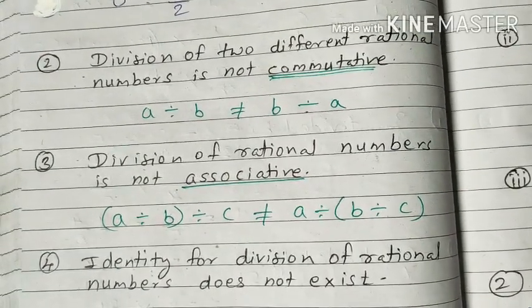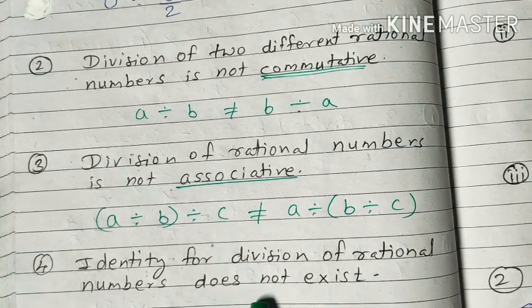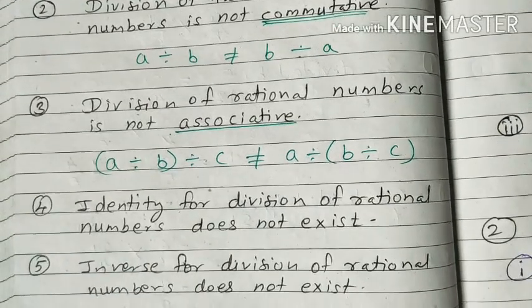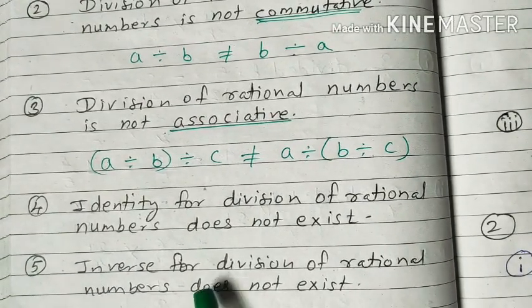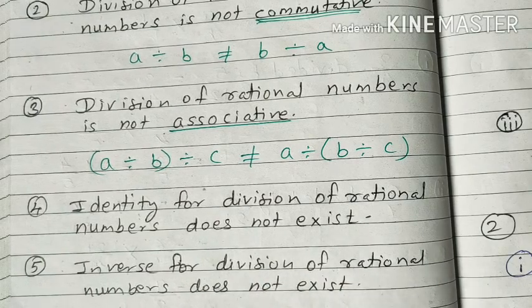Then the fourth property: identity for division of rational numbers does not exist. And the fifth property: inverse for division of rational numbers does not exist.